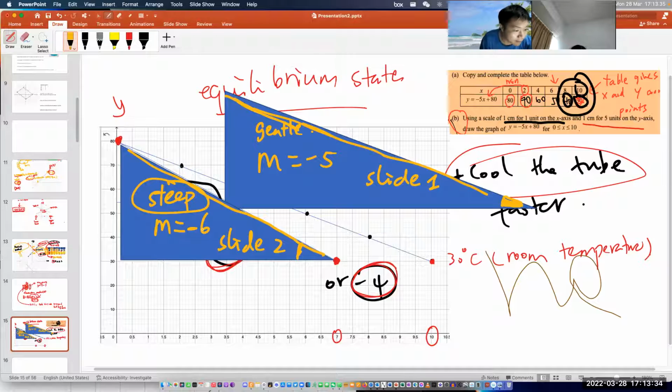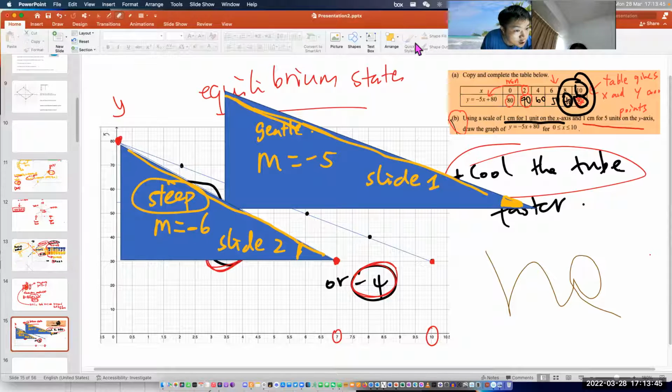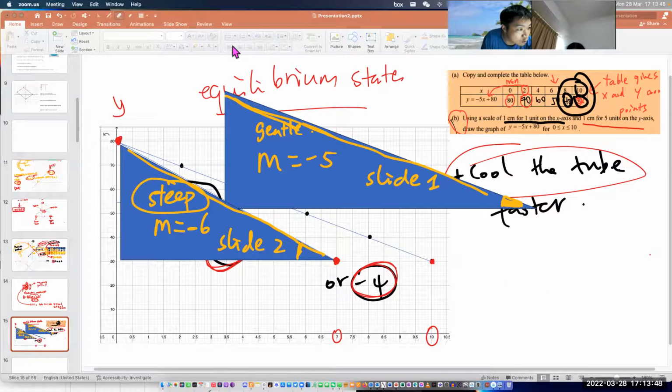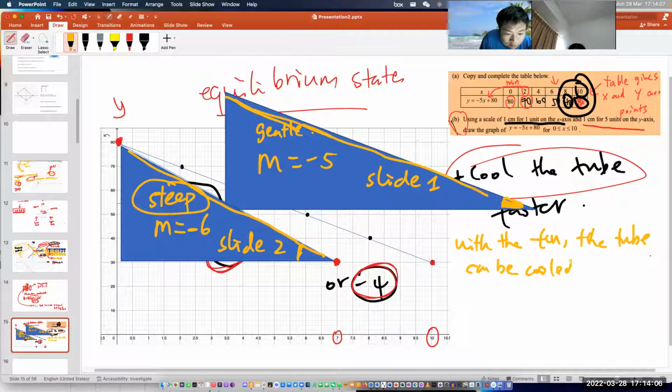So therefore, how do you describe? You just describe like what I have explained to you here, using the knowledge, but you need to put it in English. A lot of students fail to answer the last question correctly. So the way you describe is with the fan, the tube can be cooled faster. You write down the phenomenon first. Can be cooled faster. So what was the meaning of this?